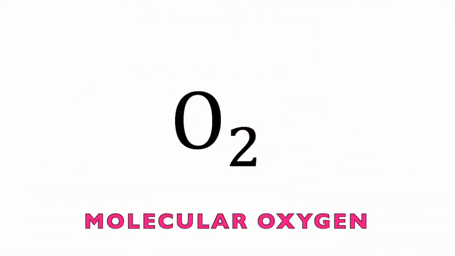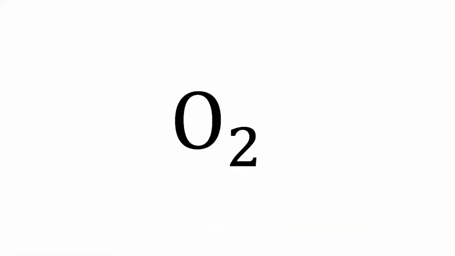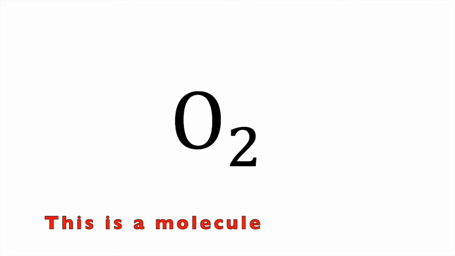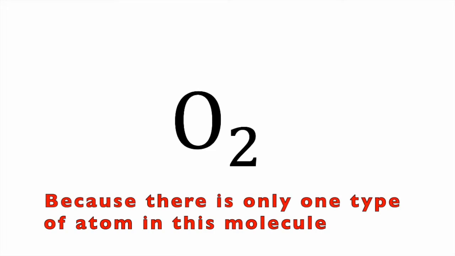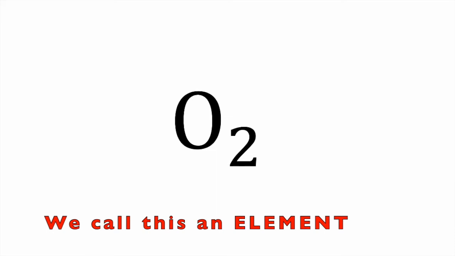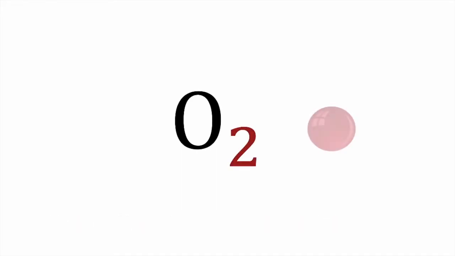Here's the formula for molecular oxygen. Oxygen is an element, but in nature, we usually find it in this form, with 2 oxygen atoms bound together. It's a molecule, which is why we call it molecular oxygen. But because there is only one type of atom in this molecule, we call this an element, not a compound. The subscript 2 tells us that there are 2 oxygens in this molecule.